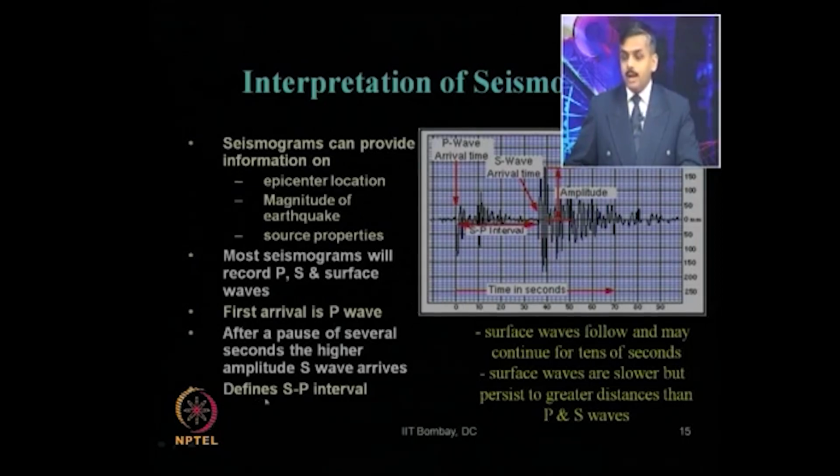And we can obtain the time difference between the arrival time of the S wave and P wave. So, this is the S minus P interval of time. That is very useful, as we have seen, for obtaining the epicentral location as well as the magnitude of the earthquake. Surface waves follow and may continue for tens of seconds, as you can see from this picture. Surface waves are slower, but persist to greater distances than P and S waves.